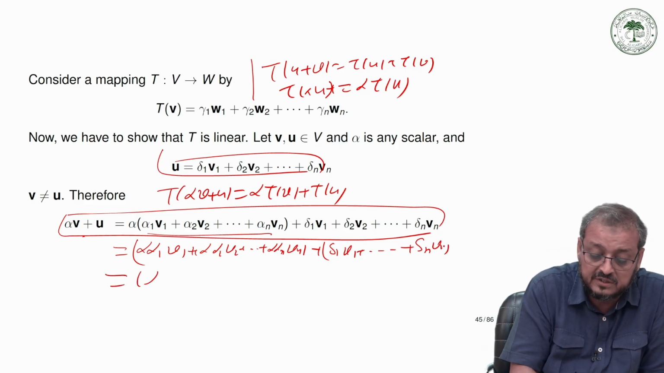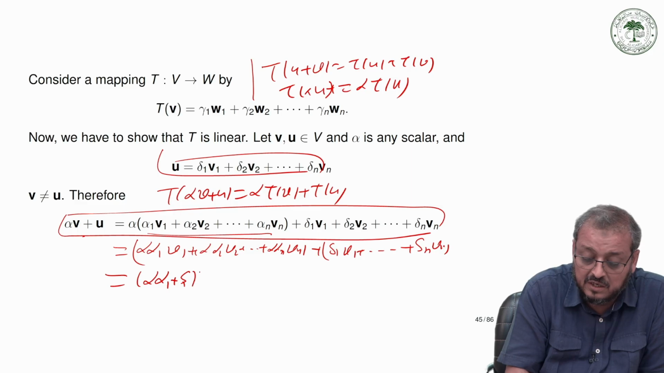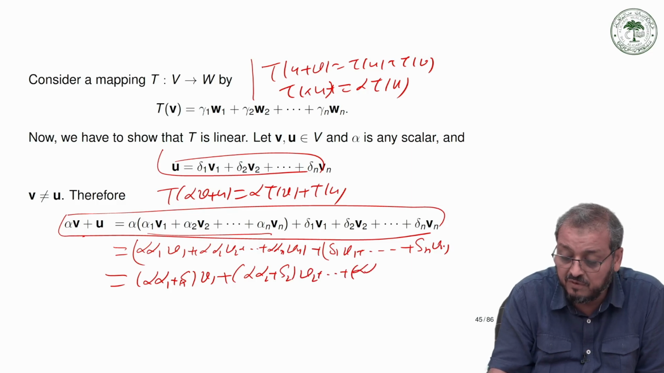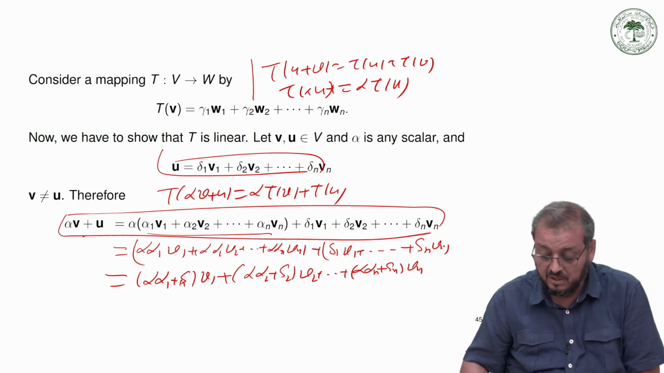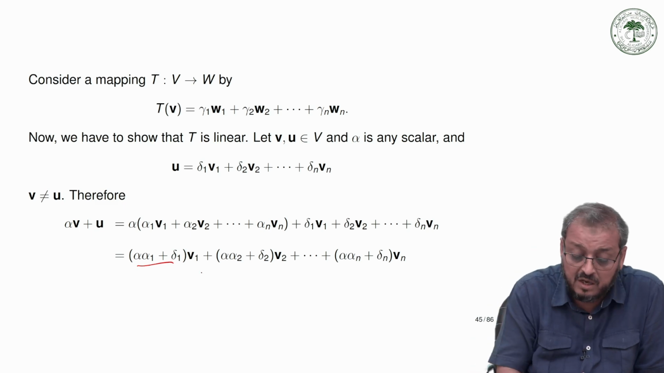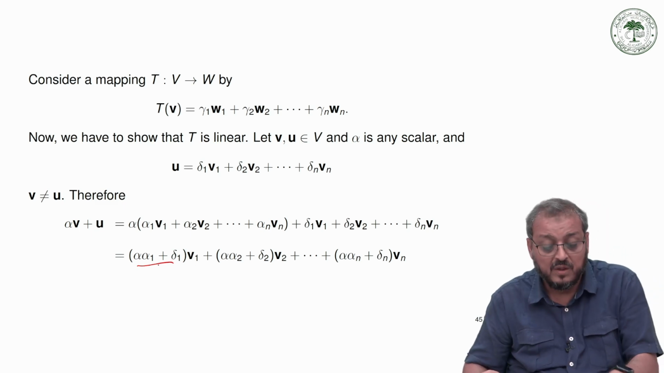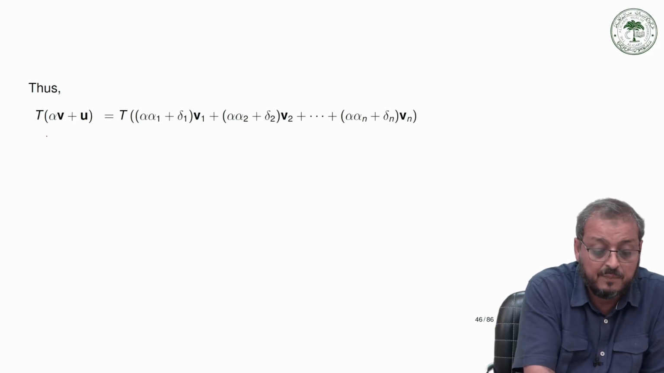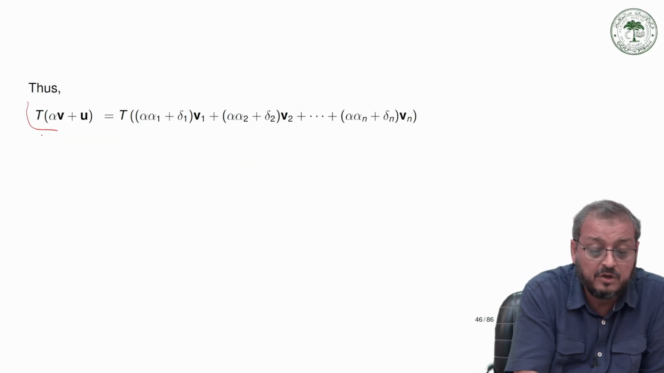Now this can be written as alpha 1 plus delta 1 V1, plus alpha 2 plus delta 2 V2, and so on, plus alpha n plus delta n Vn. So now we can write it in this form again, because we have to apply T on this side. Applying T to alpha V plus U gives this form.